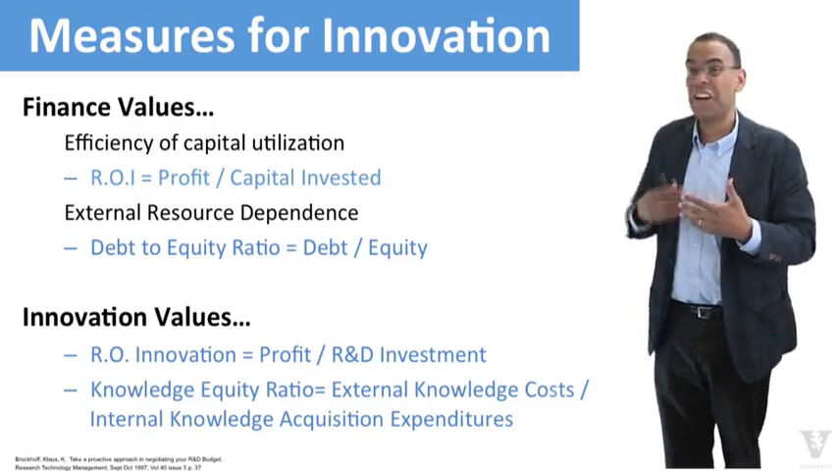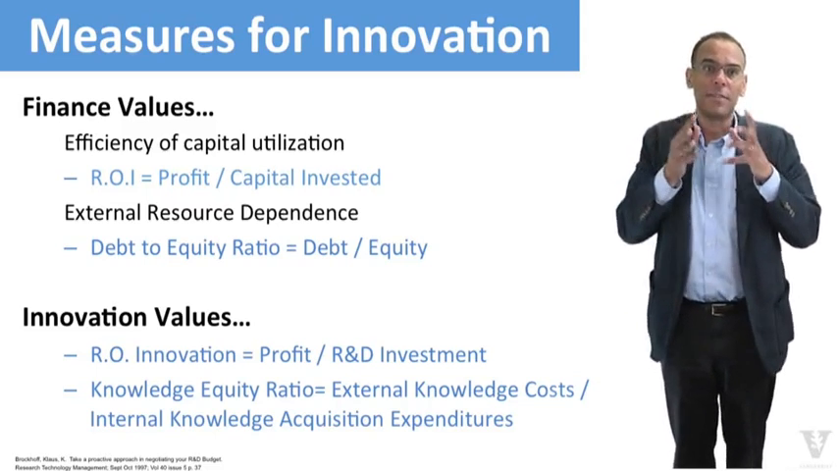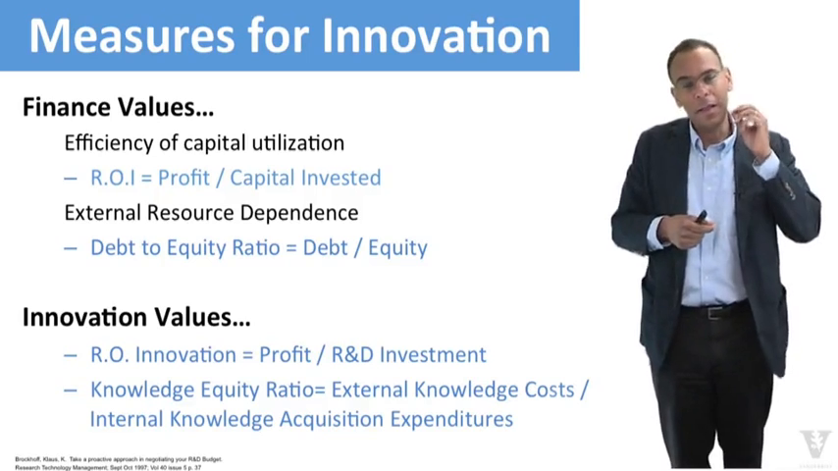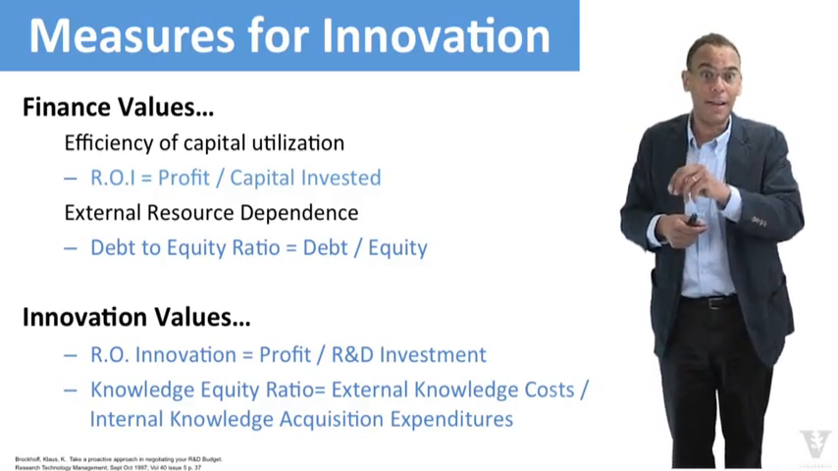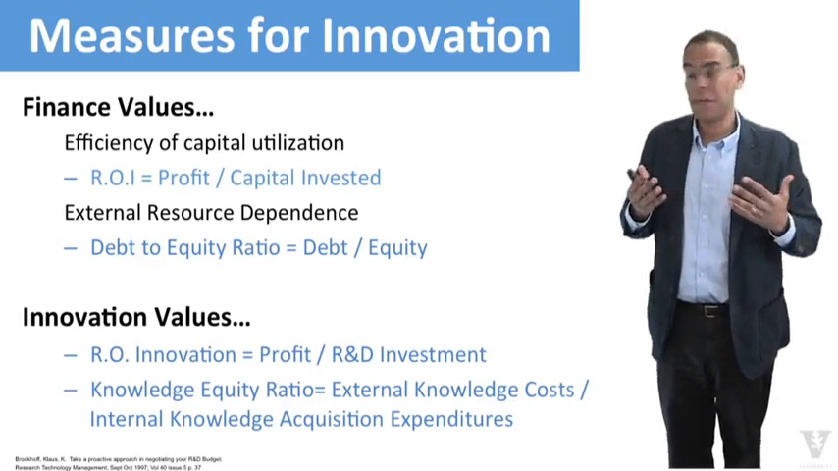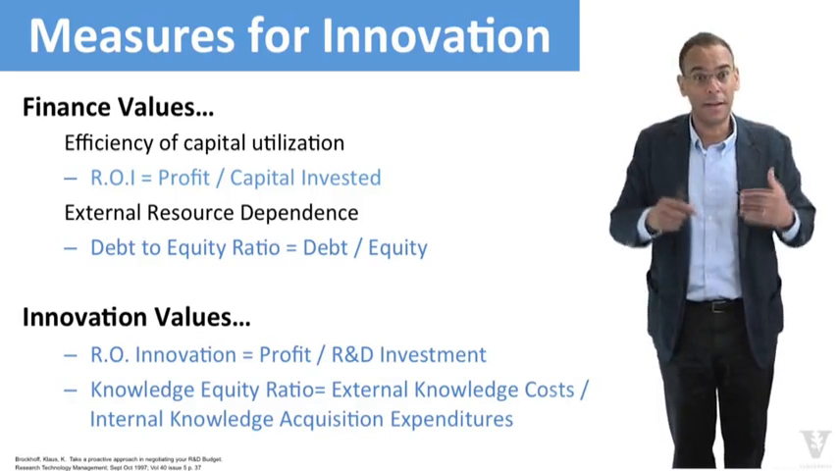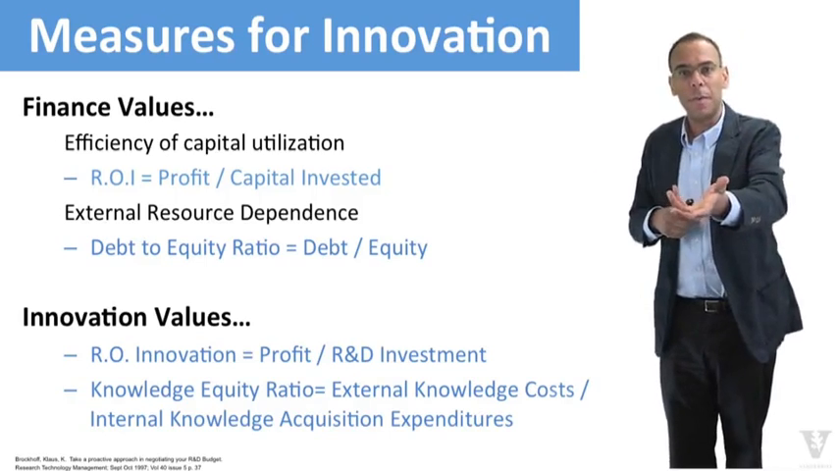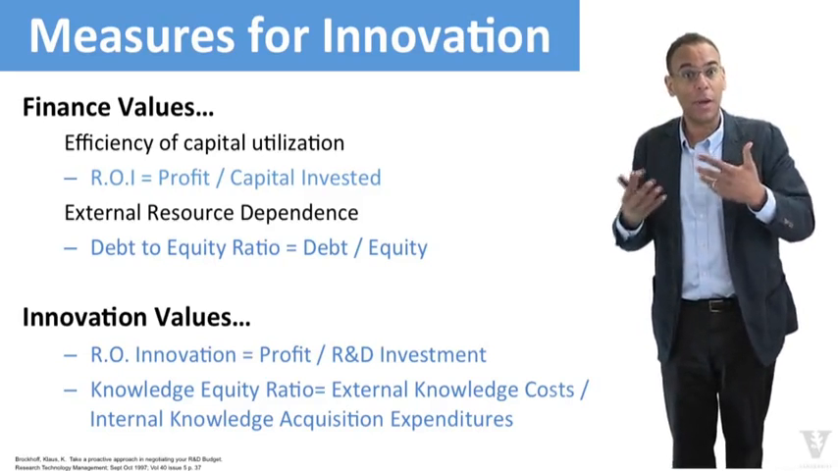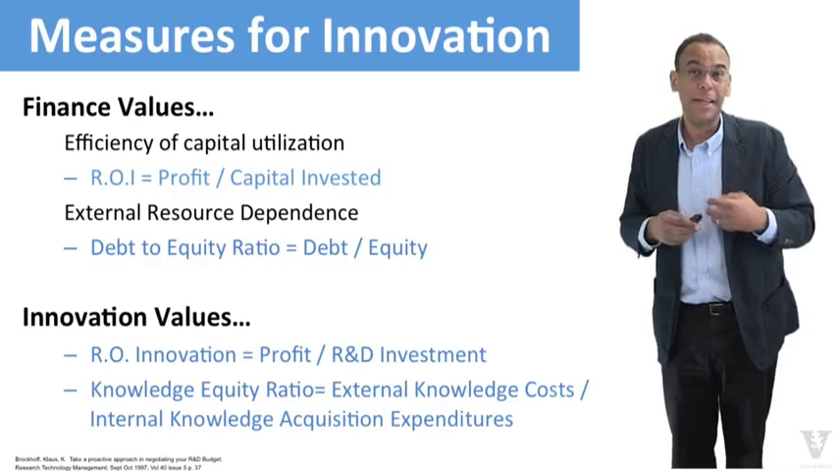We may also look at our external resource dependence, our debt equity ratio. These are the kinds of ratios and ways of looking at things that finance people have. Well, what if we were to adopt some of those? In innovation, we might say the ROI, the return on innovation, is the profit over the R&D investment. Of course, it's a limited measure, but it's no more limited than ROI, which is also a limited measure. We might talk about knowledge equity ratio. How much external knowledge do we buy versus how much internal knowledge we create? And look at those two budgets and compare them. Are we efficient at the ways that we use the external knowledge that we buy?